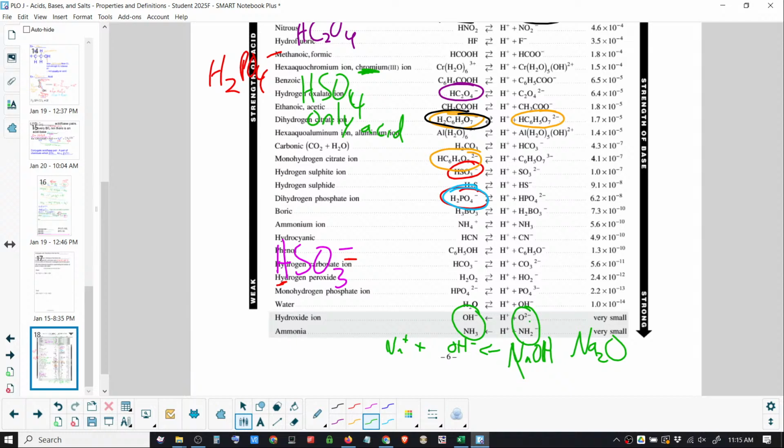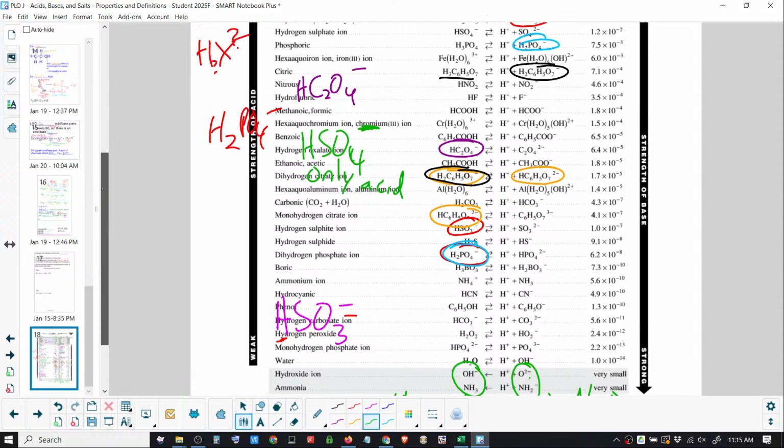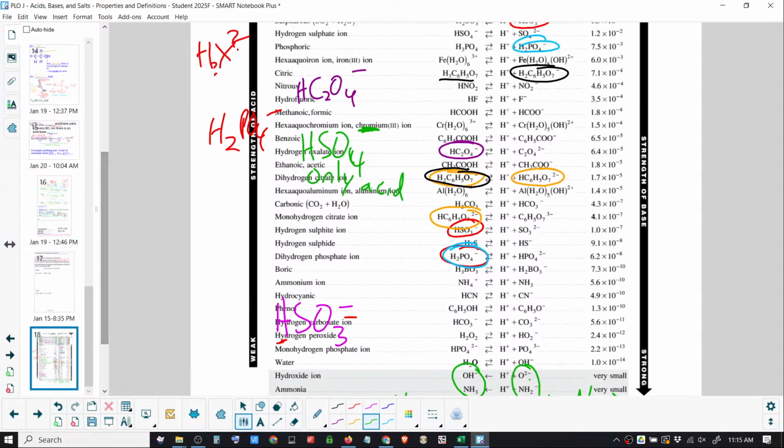Okay? But you can find NH3 elsewhere. Is NH3 elsewhere in here? Yeah, we have it there. It can act as a weak base. So it can't act as an acid, but it does act as a weak base.